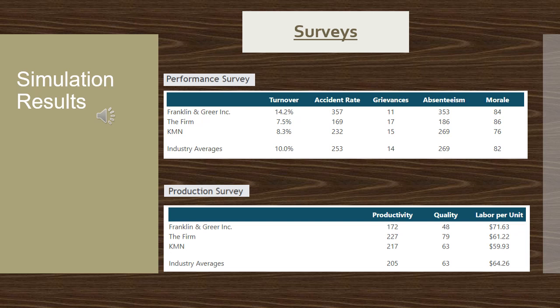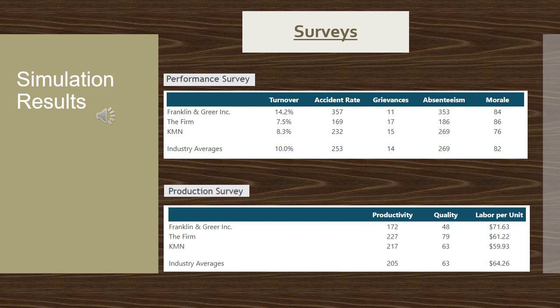Looking at the performance survey, all of these factors were lower than the industry averages except grievances, but it was also not far off from being lower than average. We based each of our decisions on what was going on during the specific quarter, but to end on a better note, we should have focused more on the bigger picture rather than just the now.